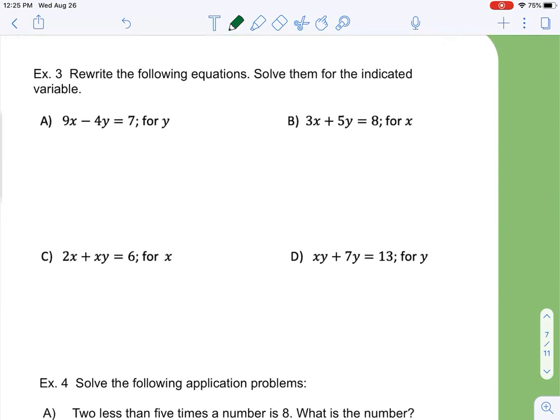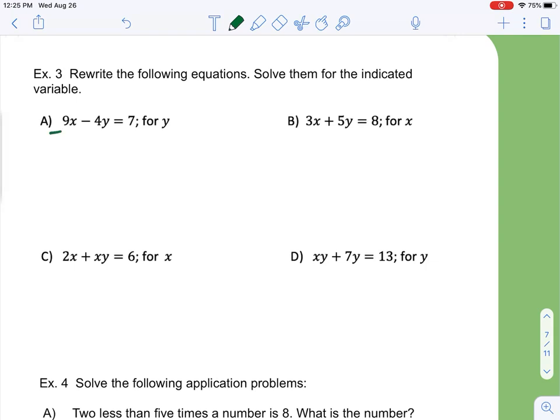Alright, now we are going to rewrite the following equations for the indicated variable. So instead of solving for what y equals, we now have two variables, x and y, and we are going to solve for one of the variables.